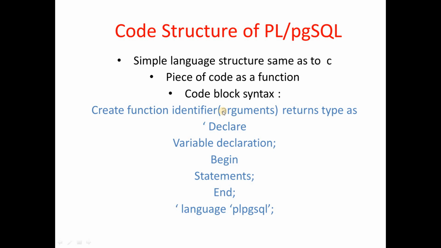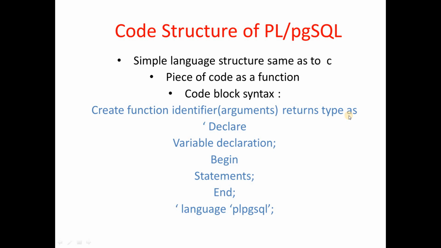Then in parentheses you provide some arguments to your function. In this section you can provide multiple arguments. Then the RETURNS keyword is here. After the RETURNS keyword we provide the type. What is meant by type? Type is a data type. This function returns some value, and that value's type is mentioned here after the RETURNS keyword, and then AS. This is the first line to create a function.